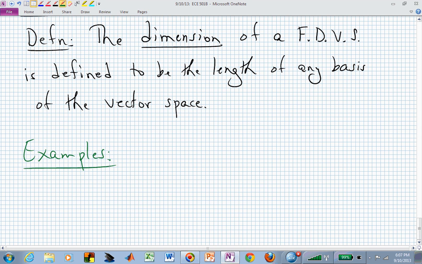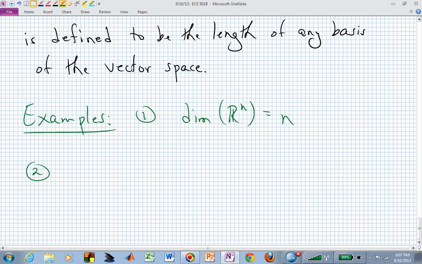The first one, that is the one that we said would be nice if it was true, and indeed it is, the dimension of an n-dimensional vector space is n. What about the set of nth order polynomials?